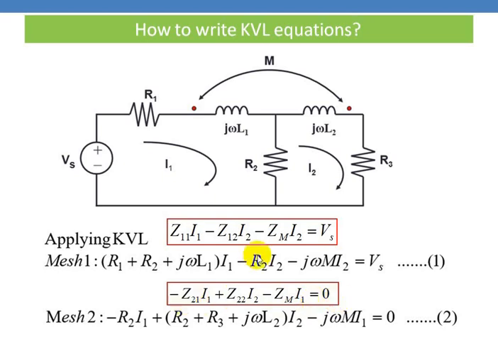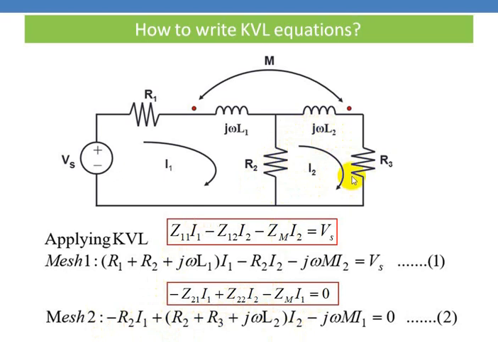Z21 is nothing but the impedance that is common between the second mesh and first mesh. Again, this is R2. So R2 into I1, that's right. And the sign depends on the current direction. Already we have seen that I1 and I2 are flowing in opposite directions in this resistance. Therefore, you have to write minus. Then plus Z22: sum of all the resistances and reactances in this mesh, that's R2 plus R3 plus j omega L2, into I2.